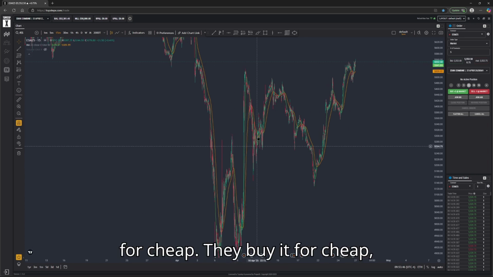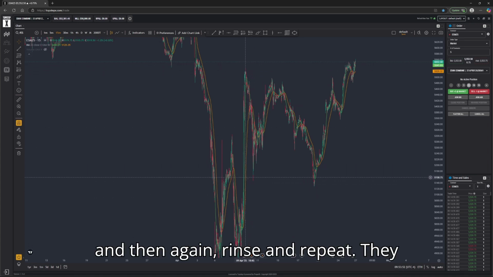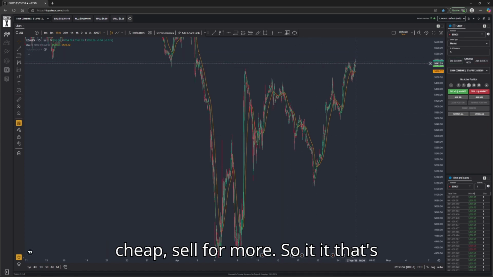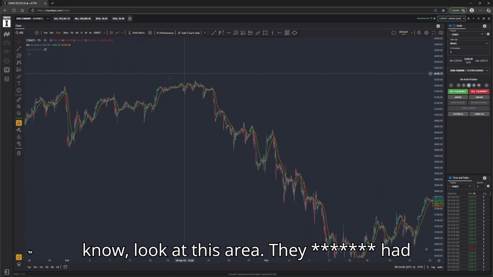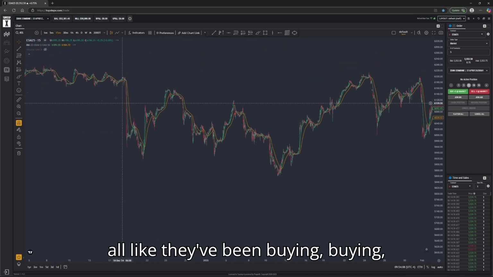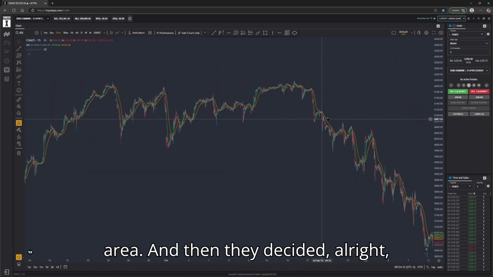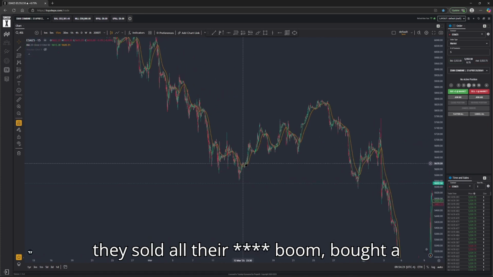They buy it for cheap, sell it for more, and then again, rinse and repeat. They buy for cheap, sell for more, buy for cheap, sell for more. So that's kind of the way the market moves. Look at this area. They've been buying, selling, buying in this area, and then they decided, all right, let's get it and dump. They sold all their stuff, boom, bought a little bit.